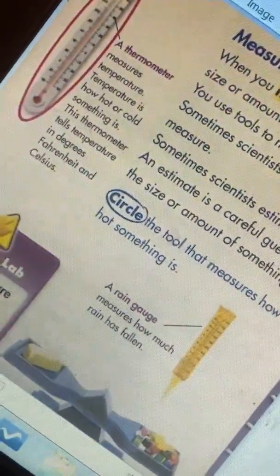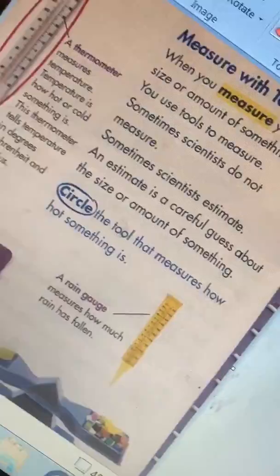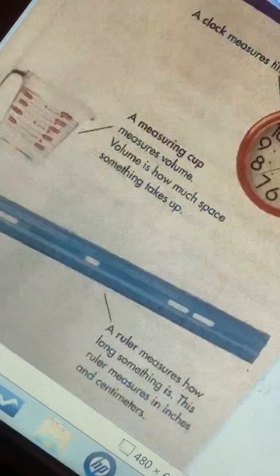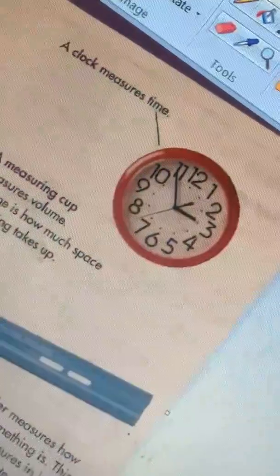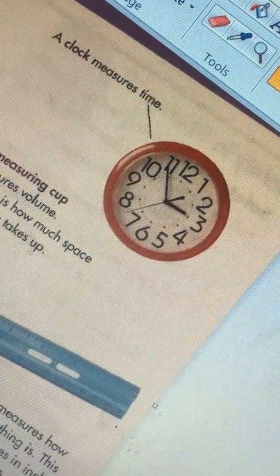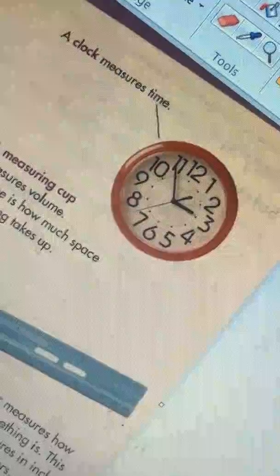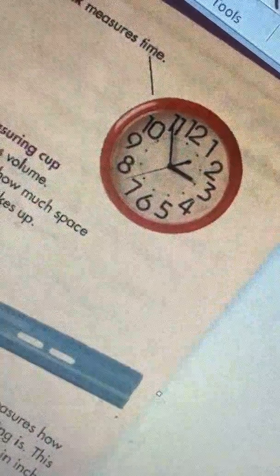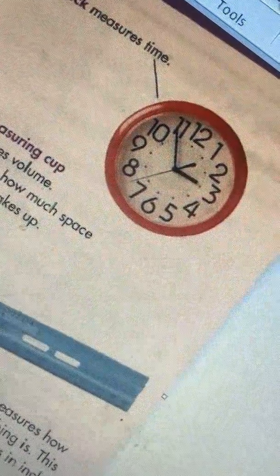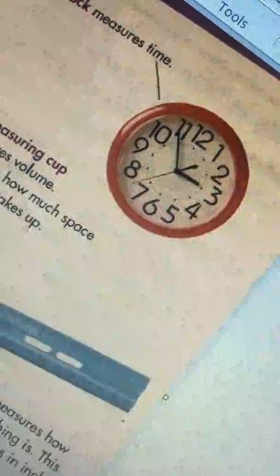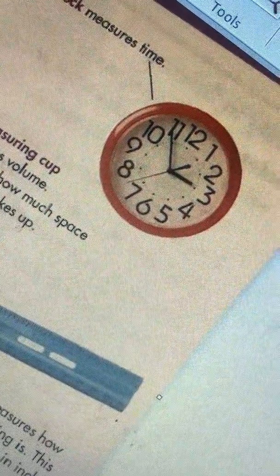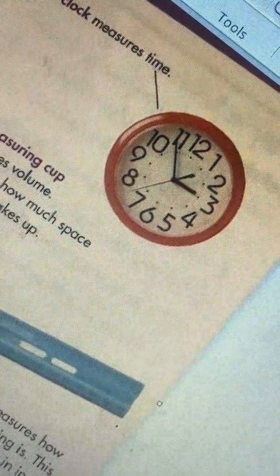Okay, thermometer and rain gauge. What other tools can we use to measure something? Okay, a clock. All of you know the clock. So the clock is also a measuring tool. What does it measure? Excellent, it measures time. So the clock is also a measuring tool which measures time. This is the third measuring tool.